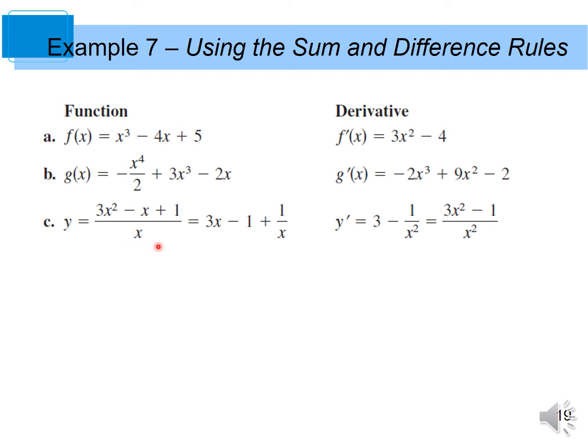The original function is a rational function, but we can convert this rational function into the sum and difference form. And we use the sum and difference rule to get the derivative of the function. For the 3x, we use the constant multiple rule. For the negative 1, we use the constant rule. And for the 1 over x, we use the power rule. Make sure you convert this into the power rule form.